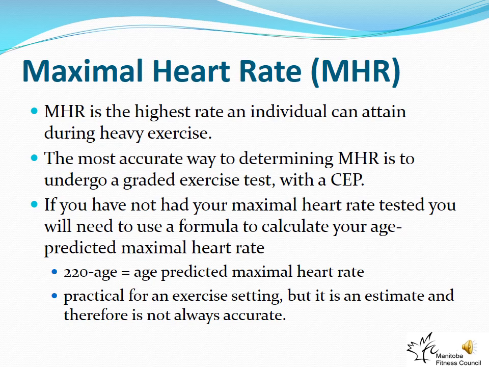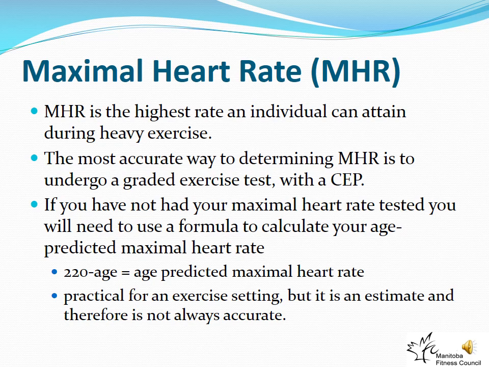Now, the most accurate way to do this is through a graded test. They're usually graded treadmill tests. You would have a certified exercise physiologist or a certified personal trainer test you. This is when you run, like a VO2 max test. Ultimate high intensity, and you would go until you could not physically go any harder, and that number would be your maximal heart rate. If you know your maximal heart rate, you don't calculate it with the age-predicted one. Most people don't have their maximal heart rate. Most people have not done a graded test.